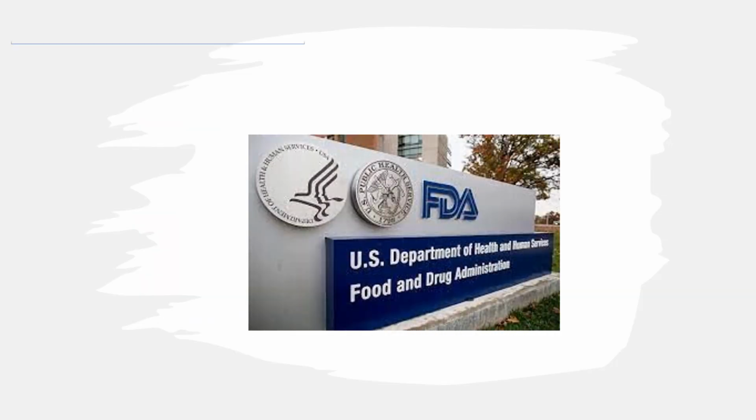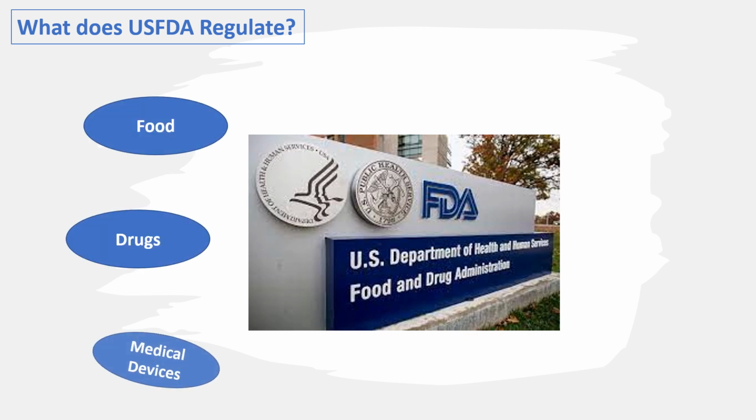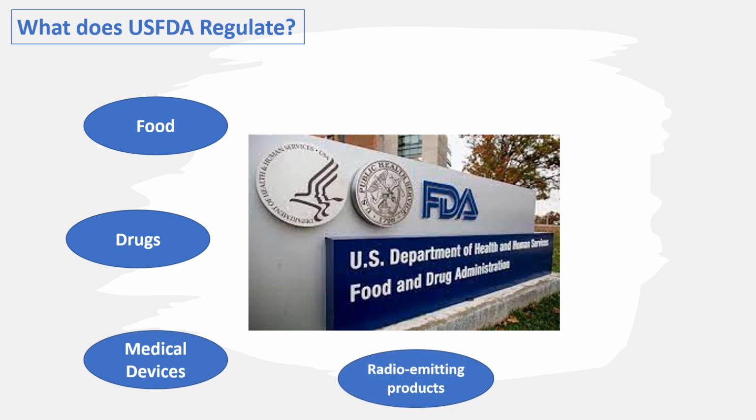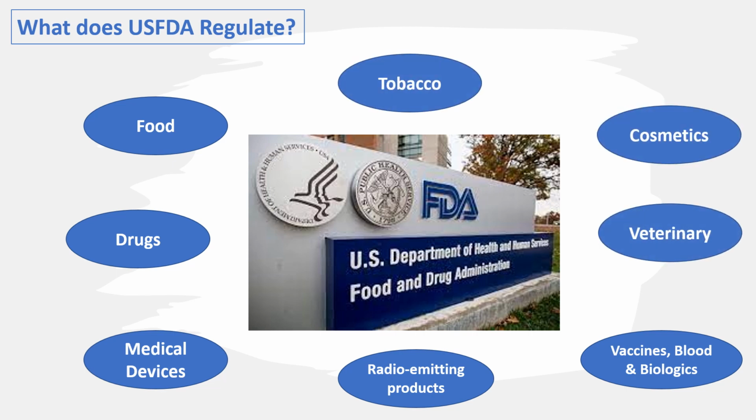So the first part: what does the USFDA regulate? USFDA regulates food products, drugs, medical devices, radiation-emitting products, vaccines, blood and biologics, veterinary products, cosmetics, and tobacco. So, how does the USFDA regulate these products?